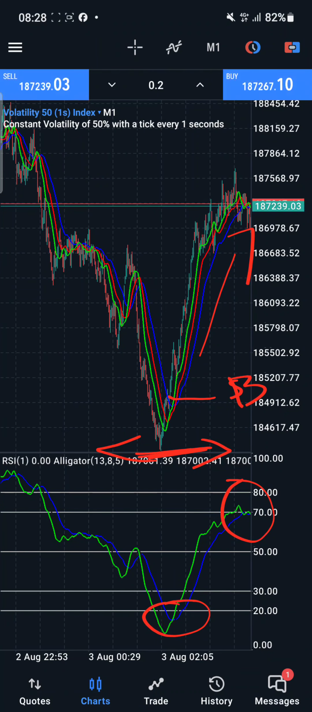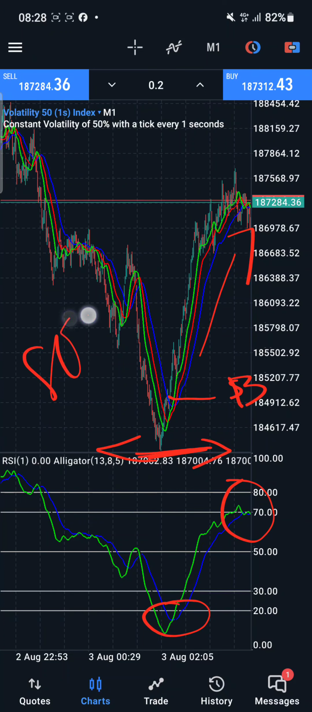Like I said, you should always close your trade once you get to 70. If you don't want to close it, make sure you lock up 80% of the profit in order to make more profit in the market. So it is as easy as that.